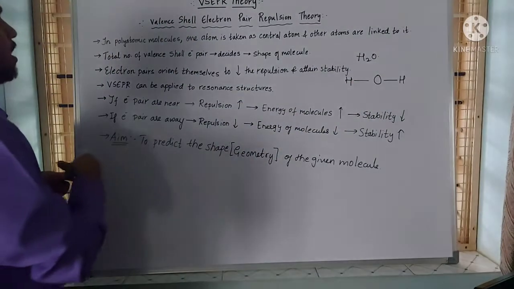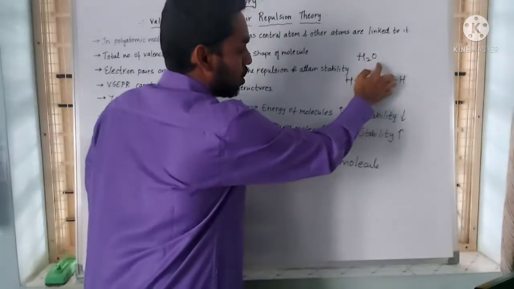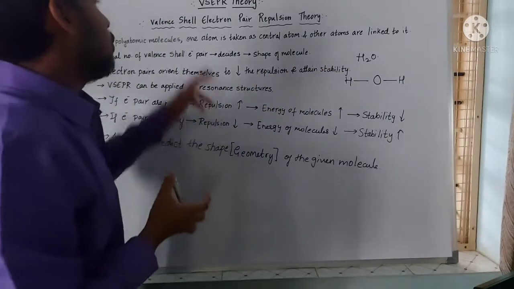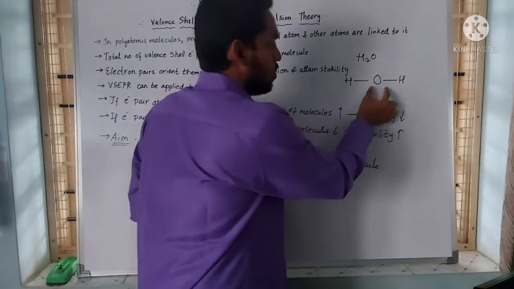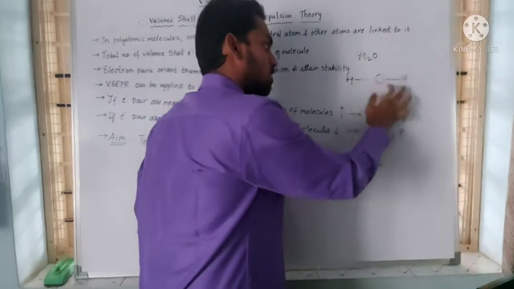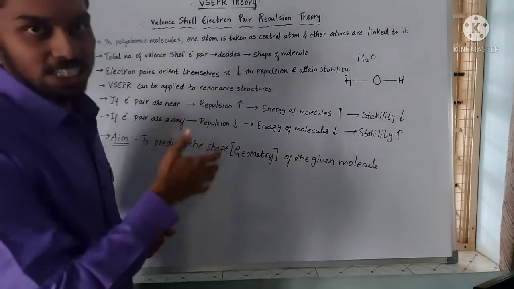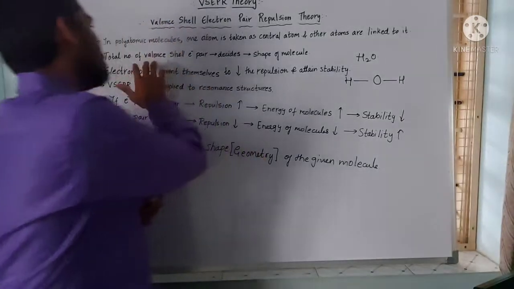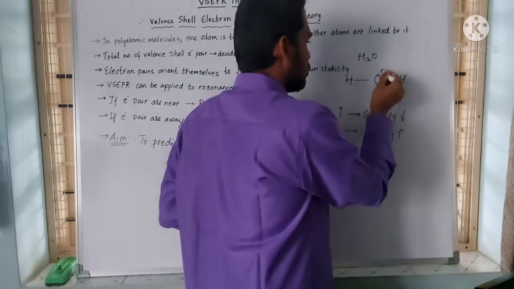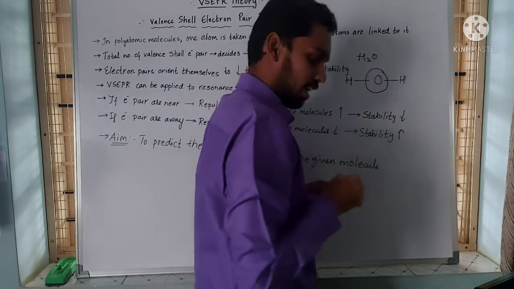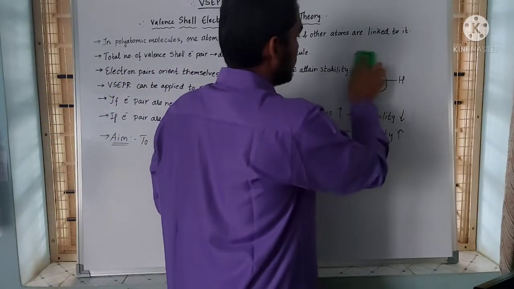In polyatomic molecules, polyatomic meaning more than one atom, one atom is taken as the central atom and other atoms are linked to it. Here we have hydrogen and oxygen, so it is a polyatomic molecule. Oxygen is the central atom and hydrogens are linked to it. The total number of valence shell electron pairs decides the shape of the molecule. So let us understand what this valence shell electron pair is. We are going to deal with the central atom, and based on it we will tell the shape of the molecule. How? Let us look into that now.